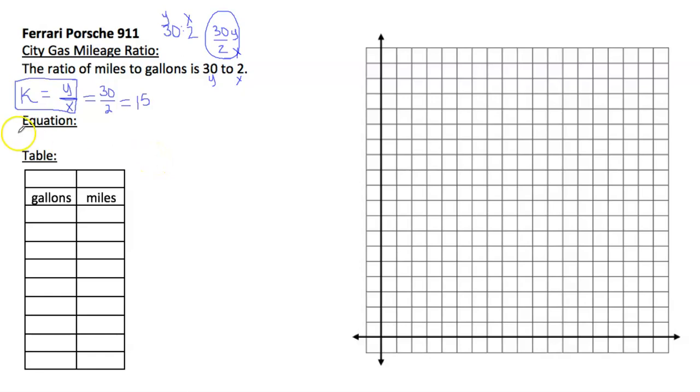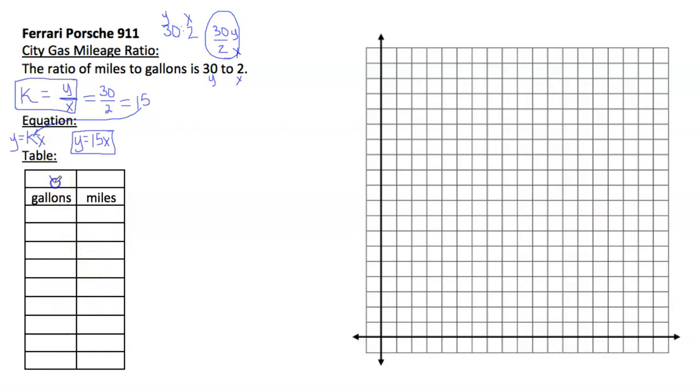Once I know the unit rate, we can come down here to the proportional equation. A proportional equation looks like this: y equals kx. It's nice and simple. Now that we know the unit rate, we can replace k with the unit rate. So y equals 15x. This represents our proportional relationship in equation form. And we're going to use this equation to fill in the table.